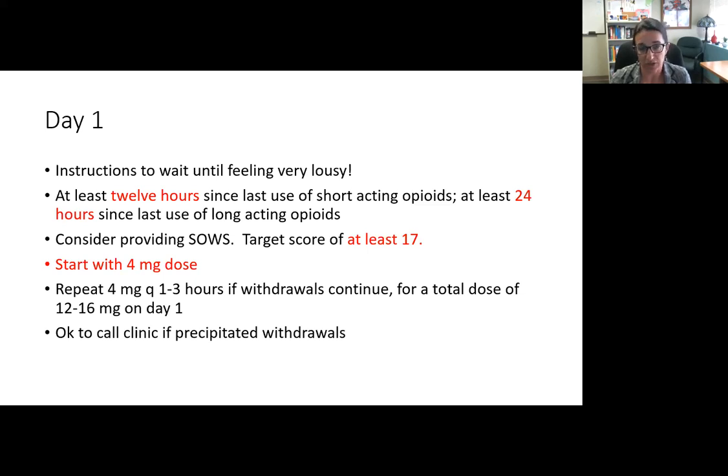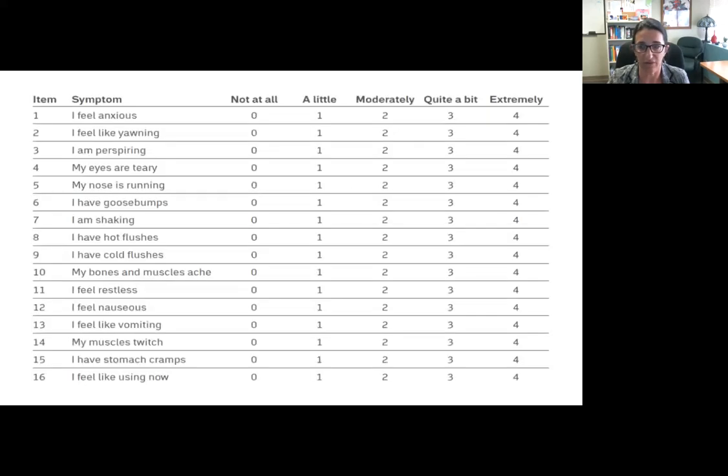You can provide your patient with a scale, which we'll look at on the next page, the SOWS, and recommend that they wait for a target score of at least 17. And then we start with a 4 milligram dose usually, so you can instruct someone to cut that film or tablet in half, and then repeat that about every 1 to 3 hours if the withdrawal continues, which most likely will, for a total dose. Again, this is our standard approach of 12 to 16 milligrams on day 1. And certainly to call the clinic if they're concerned.